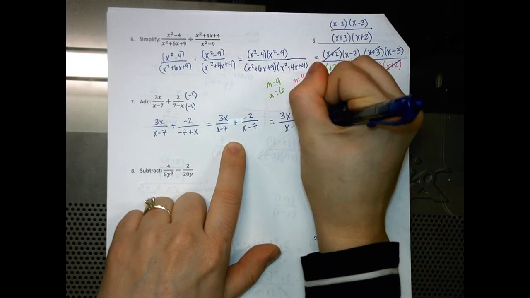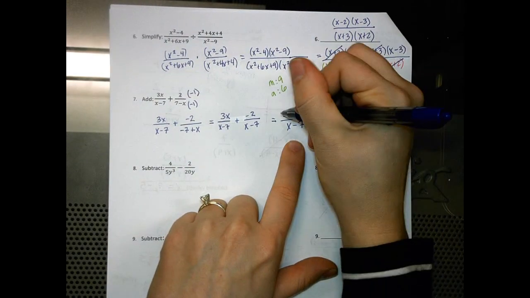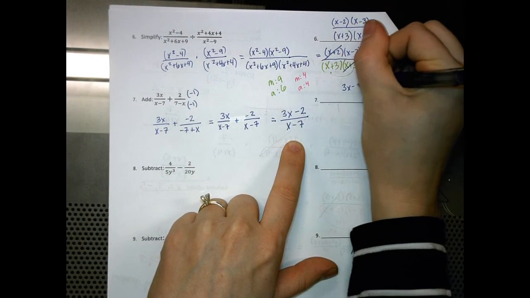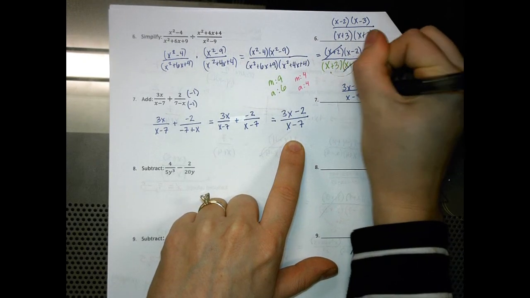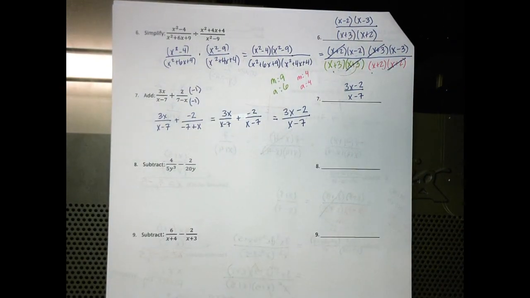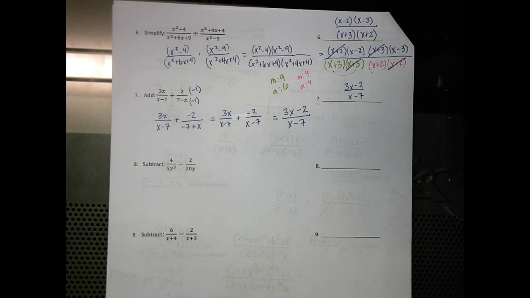Whenever you get common denominators, you want to keep that common denominator in your answer. Don't try to subtract or add the x's together and add the 7's together.